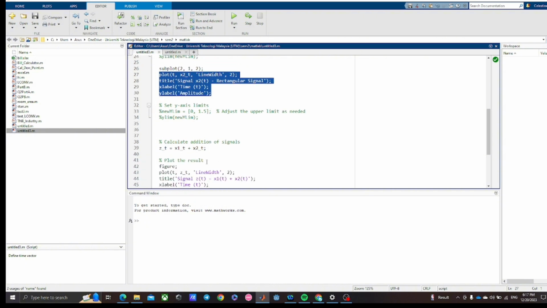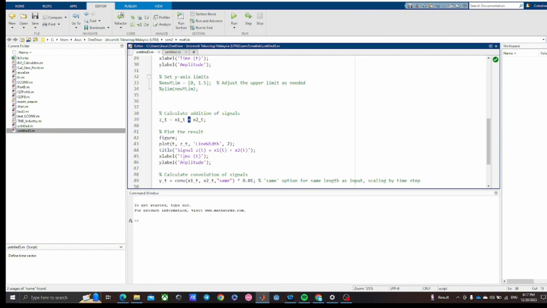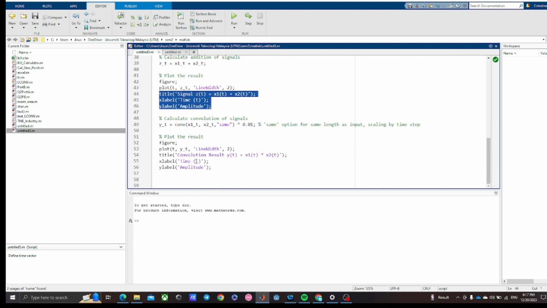So after plotting x1(t) and x2(t), I calculate the addition of the signals. So I use z(t) to make it become the addition of my signals, and it will become x1(t) plus x2(t). So just use the addition operation, and I plot the addition of the signals separately, and I label the title and also the x label and y label.